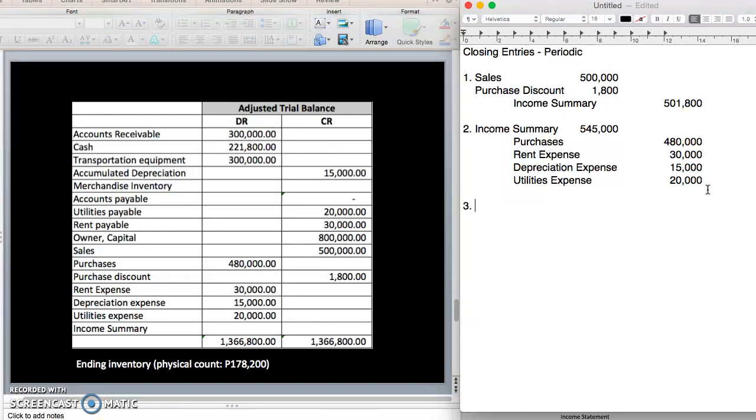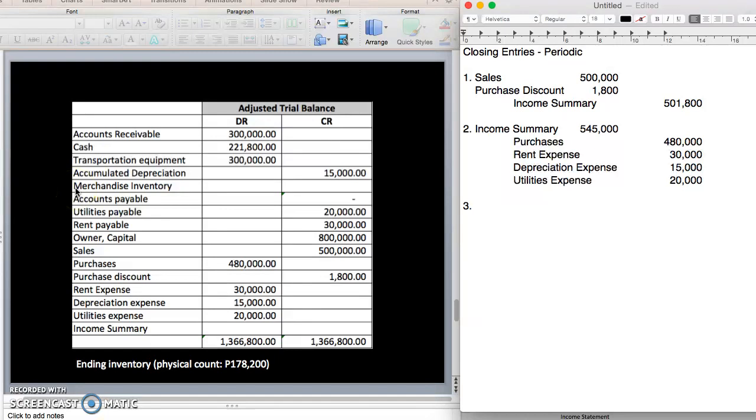And first we need to consider our inventory. So in this scenario, our beginning merchandise inventory will be seen in the adjusted trial balance. We don't have any value here, which means that it was 0, meaning probably this company just started this year or this period. And then there's an additional info here. Ending inventory using physical count amounted to 178,200.